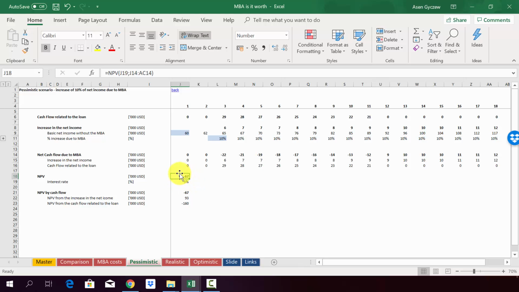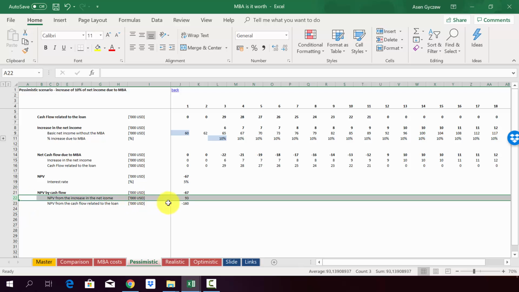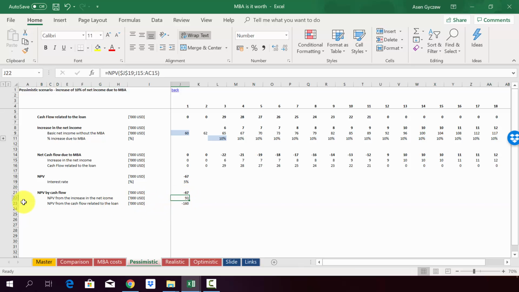So for the pessimistic scenario, the whole MBA doesn't actually make much sense because within the 20 years, we're actually losing money. And we also did the decomposition of those two things. So we calculated the NPV of the increase in net income, which is 93,000. And then we also have the NPV of the loan. So it's 160,000. And therefore we have this difference of minus 67,000. If you assume that you would only be able to increase your salary by just 10%, it would not make much sense within the next 20 years to do the MBA because the NPV would be below zero. So it doesn't make sense because you spend more than you get in terms of benefits.